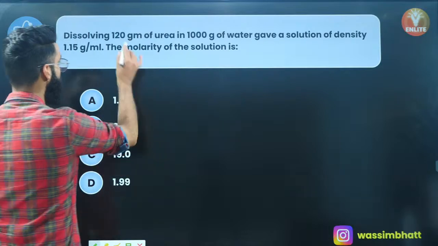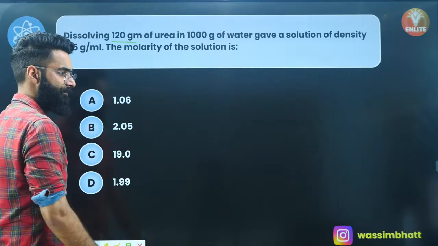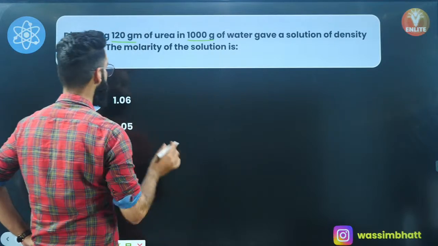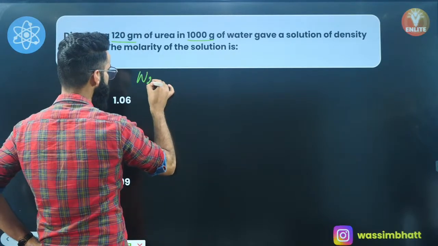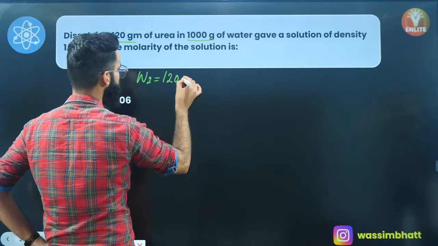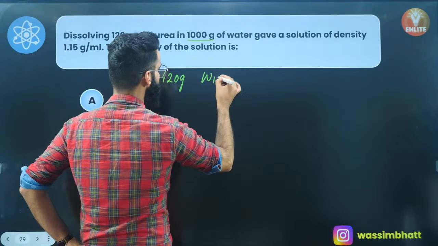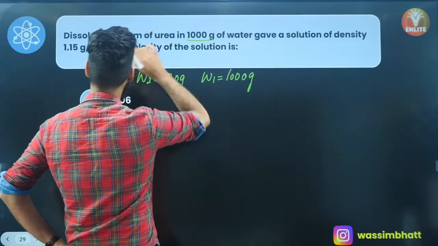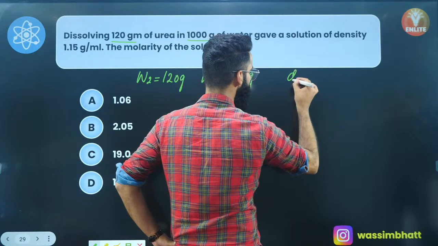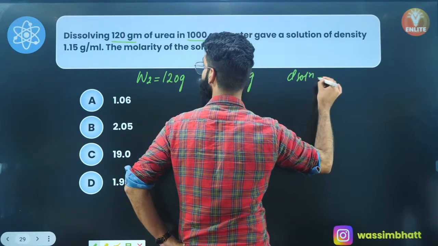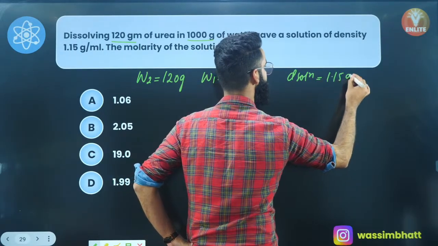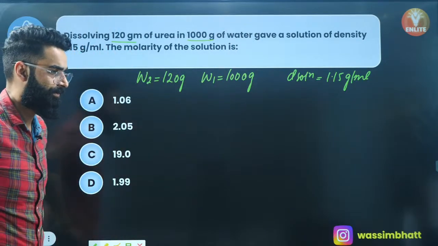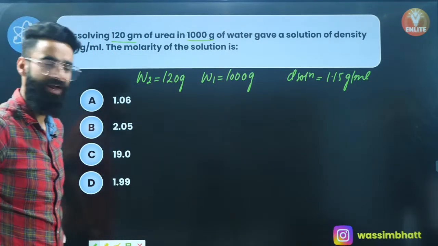As per the question, you are dissolving 120 grams of urea in 1000 grams of water. So basically, solute is urea, whose mass is given to us as 120 grams, and solvent is water, whose mass is given to us as 1000 grams, right? When you are mixing the two, the solution which you are getting has density given to us as 1.15 grams per ml. I need to calculate the molarity of the solution, right?